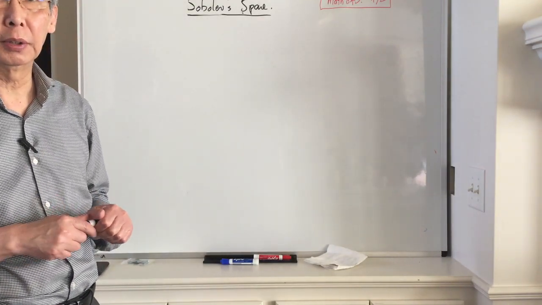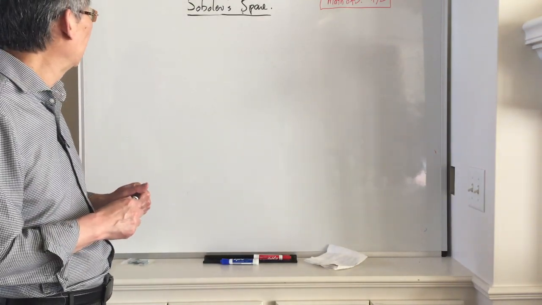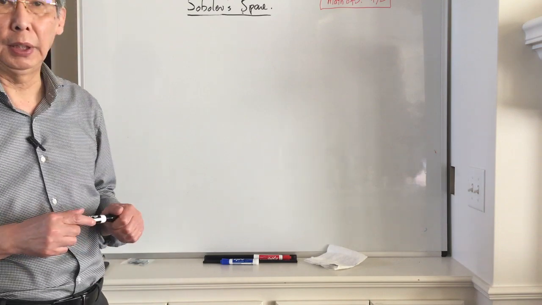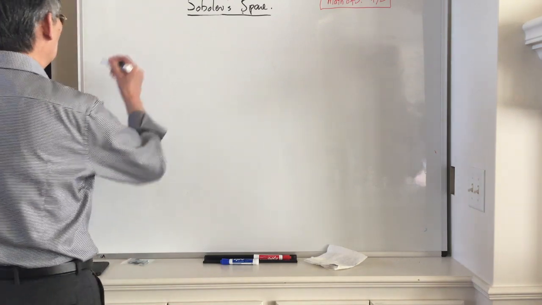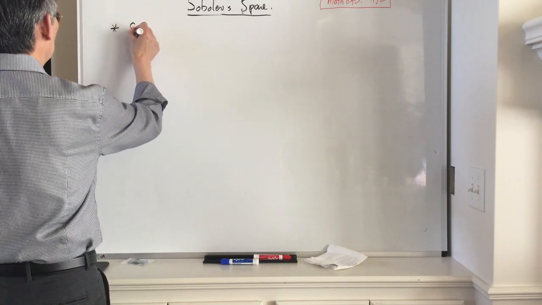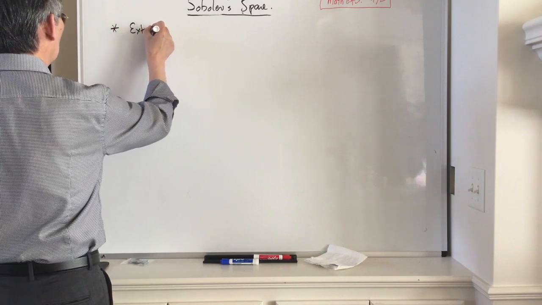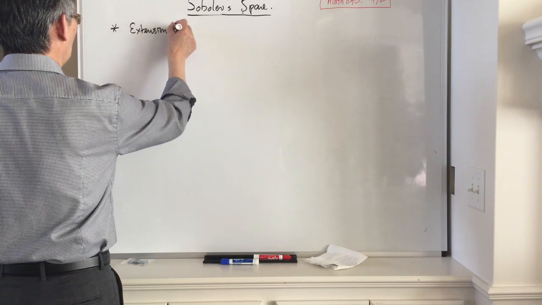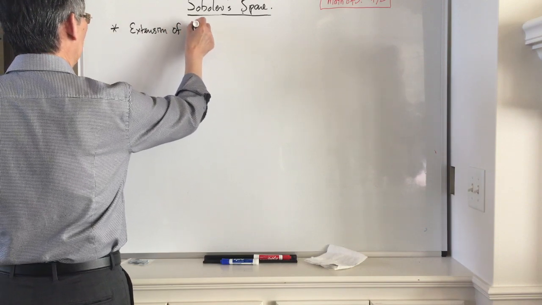So we're going to talk about a new thing. It's called a Sobolev space. Okay. So this is a Sobolev space. It's basically an extension of the LP space. Okay.